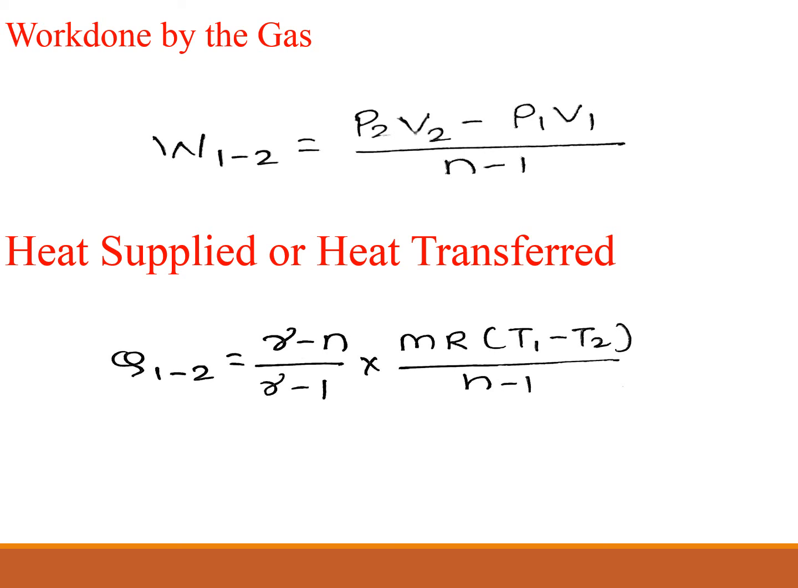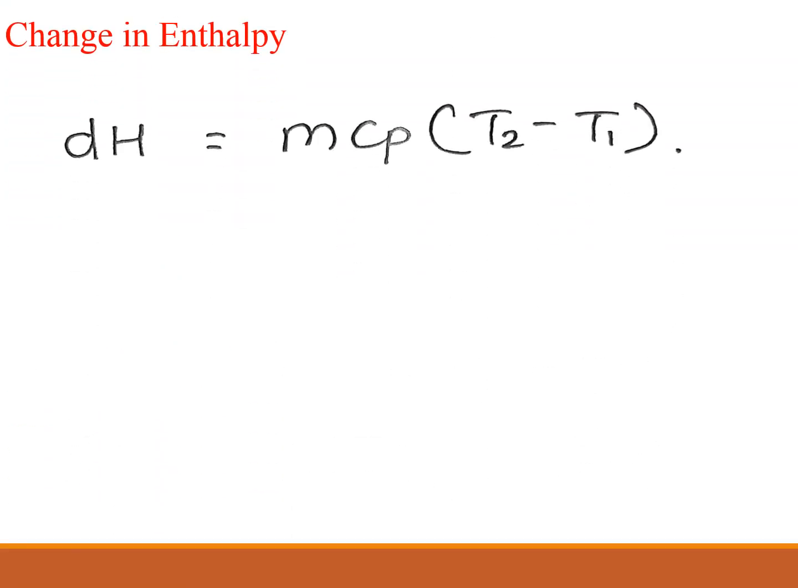Heat supply or heat transfer in polytropic process. Heat supply and heat transfer in polytropic process is (gamma minus n) upon (gamma minus 1) into mR (T1 minus T2) upon (n minus 1). Change in enthalpy is equal to mCp (T2 minus T1).